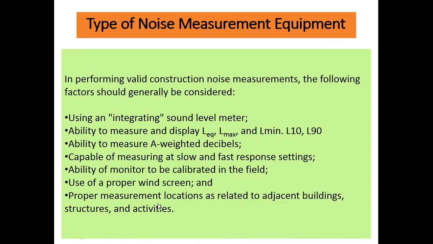So using the integrating sound level meter, able to measure and display equivalent, maximum, L10, L90, A-weighting, and select slow and fast response settings. Available to monitor the calibration in the field. Use the proper wind screen and proper location, away from adjacent buildings, structures and activity. So this one is the location. The location must be considered according to the area, must not be near buildings, structures and any activities. So make sure that the noise you are recording or measuring comes from the construction activity.